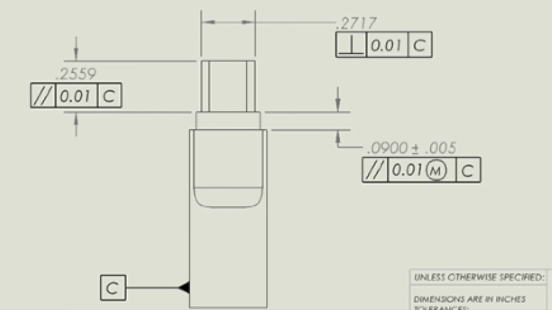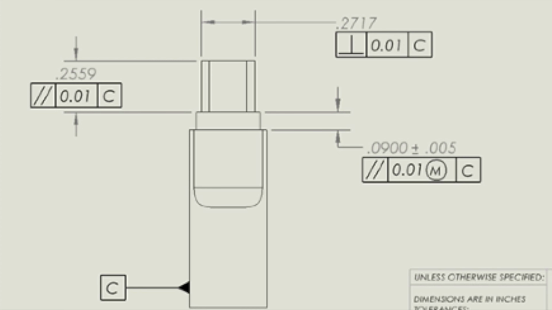Moving on to the top view of the part, we establish a datum C along the left edge of the part. The rectangular portion above the body, which datum C is tangent to, is 0.09 inches tall and exhibits a parallel relationship with datum C, as well as a 0.01 inch tolerance zone with maximum material condition.